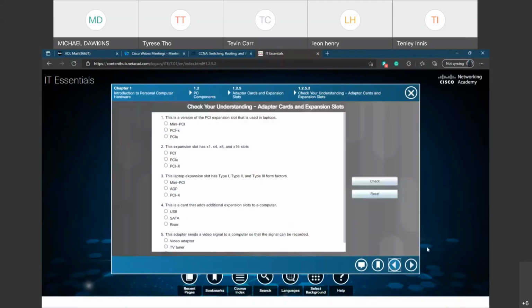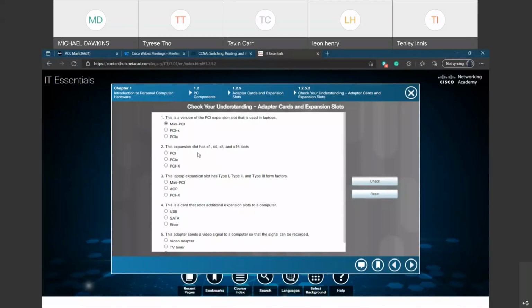Okay, this one is going to create havoc with everybody. Check your understanding. Adapter cards and expansion slots. This version of a PCI expansion slot is used in laptops. Mini PCI. Mini PCI? Yes, sir. Or PCI-X? Oh, sorry. You say mini PCI? Yes. All right, let me put that in.